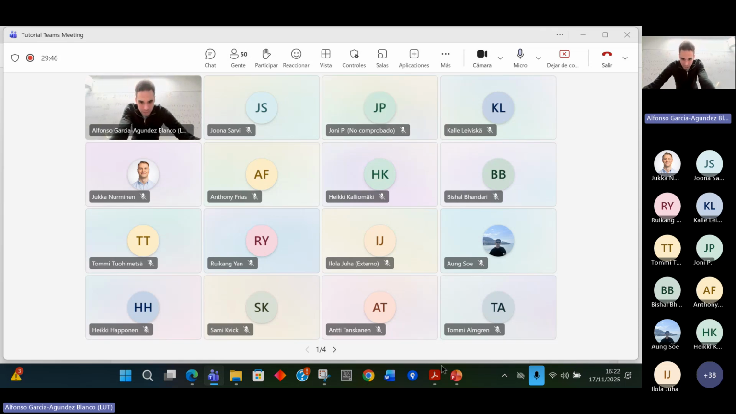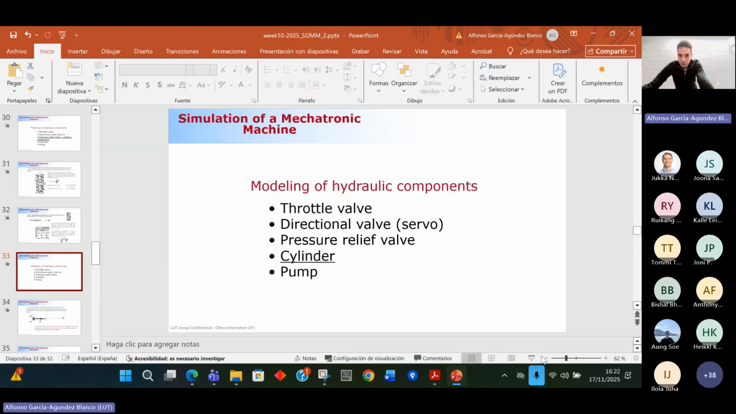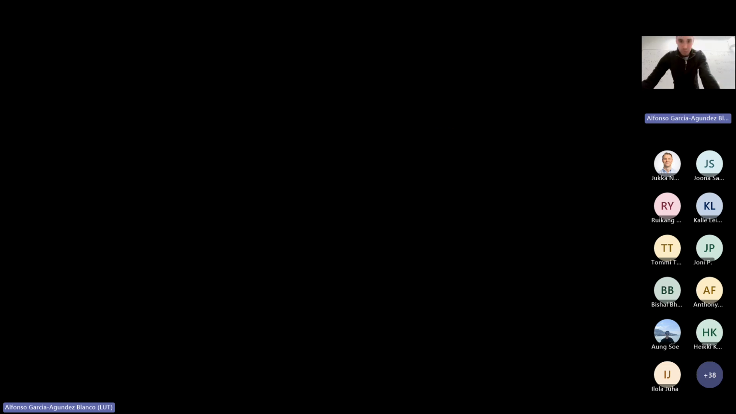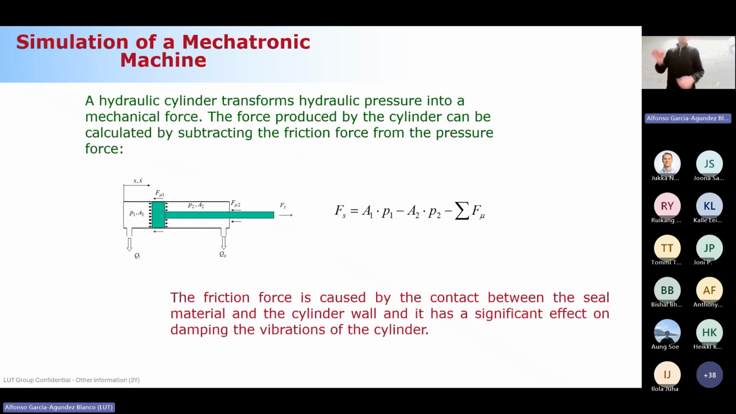Okay, so let's start. If you remember, last week we were talking about the modeling of the hydraulic components. Let's put this in projection mode. And I stopped at the cylinder, which is exactly also the point where I stopped in the tutorials. In the cylinder, we mentioned the function of this component, which is basically transforming the hydraulic pressure into a mechanical force.